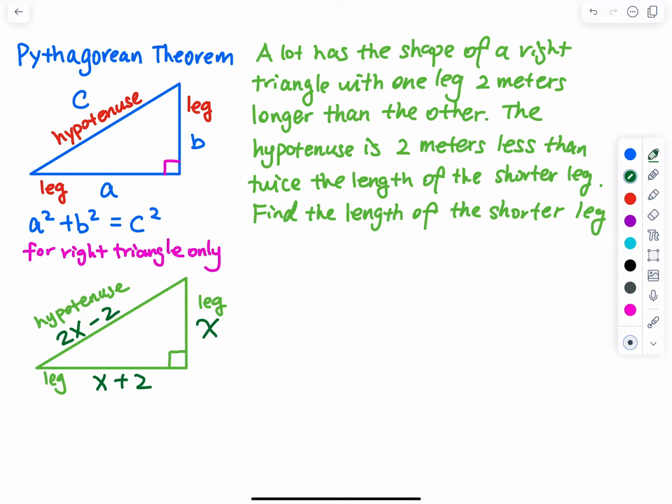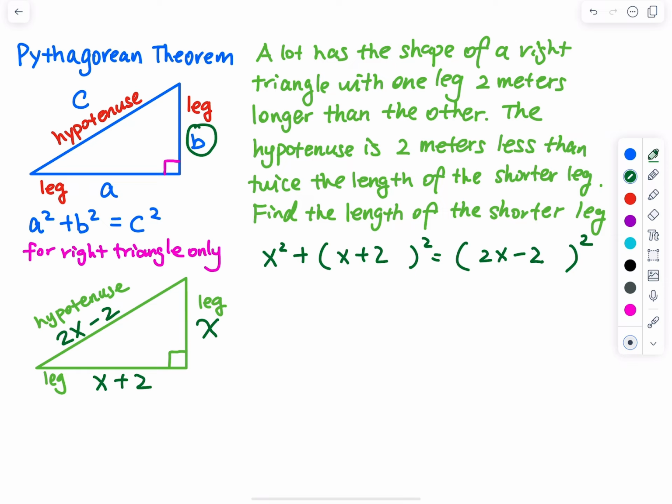So now we have A, B, and C, right? So this is A, this is B, and this is C, the hypotenuse. Okay, and then let's apply the Pythagorean theorem. So we have A squared, x squared, and then plus B squared, which is x plus 2 squared, and then equals the square of the hypotenuse, which is 2x minus 2.